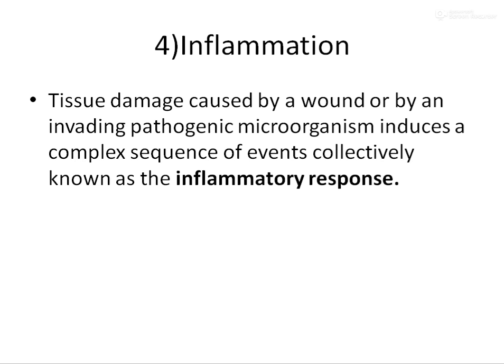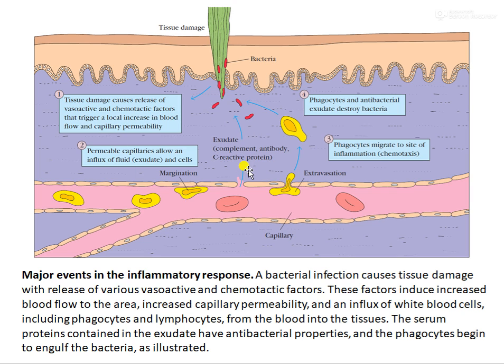And in the innate immune system, we also have another process called inflammation. Inflammation is the inflammatory response. The tissue damage caused by a wound or by an invading pathogenic microorganism induces a complex sequence of events, which is known as an inflammatory response. When tissue damage comes, it will release various vasoactive and chemotactic factors, and that will trigger a local increase in blood flow and capillary permeability.